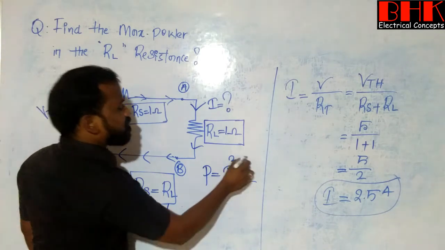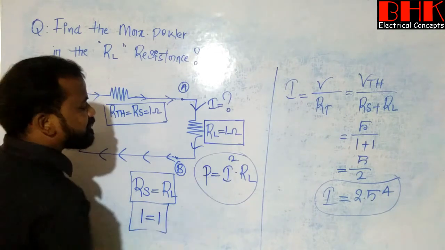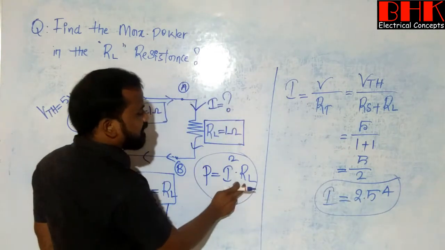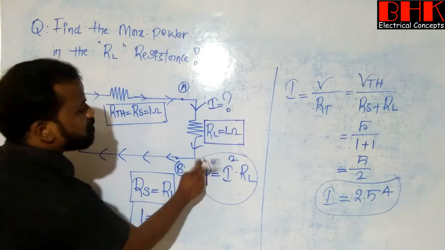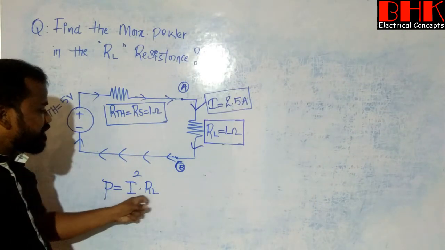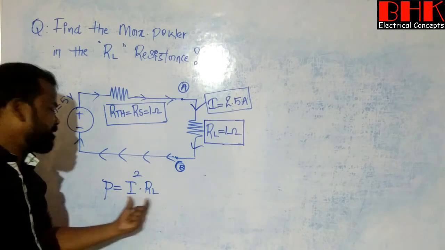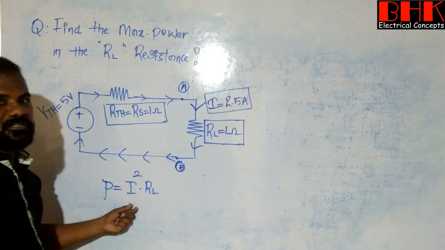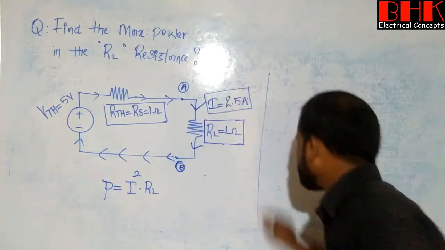Now calculate the value of power. Clear? Now go for the calculation of power. P is equal to I square into R. Now I square means 2.5 square into RL, which is 1. Clear? Now substitute these two values and get the value of power. Now P is equal to I square into RL. Now substitute the value of current flowing in the load resistance and substitute the value of load resistance, RL is equal to 1 ohm, in this equation. Then you will get the value of maximum power. Clear? Now see here.